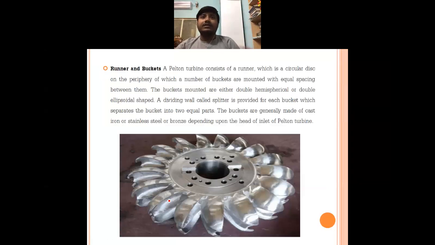Okay. Next comes the runner and the bucket. I don't have to explain what the runner and the bucket are. As you can see from the diagram, there is a runner and this is the bucket. The jet strikes the bucket, and because of the deflection of the water after striking the bucket, the momentum is transferred, as we did in the calculations last day. The momentum is transferred to the bucket mounted over the runner, and it starts moving. The runner moves because of the transfer of momentum from the water jet to the bucket.